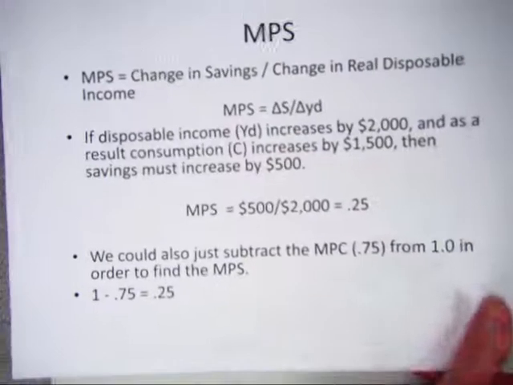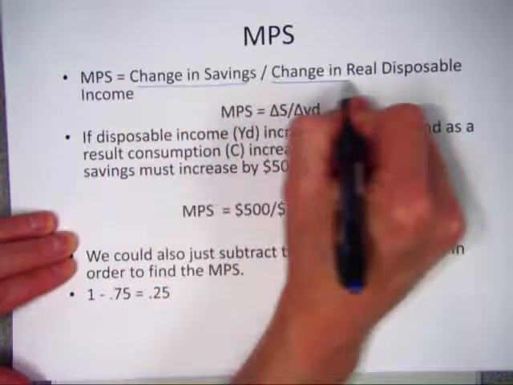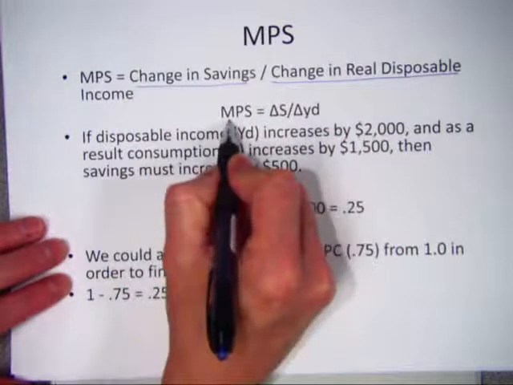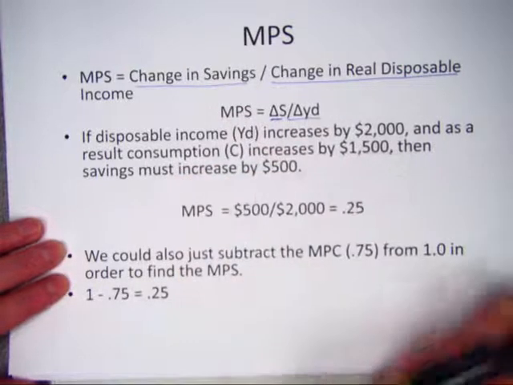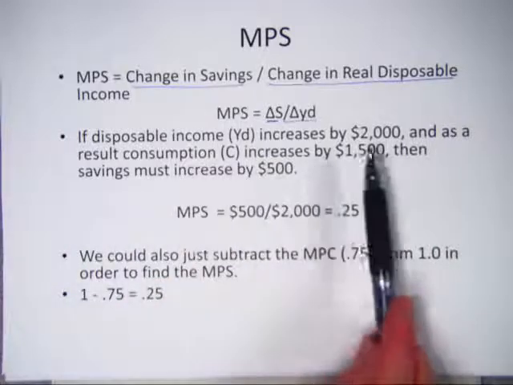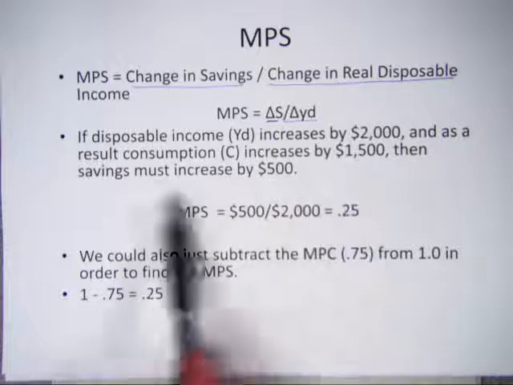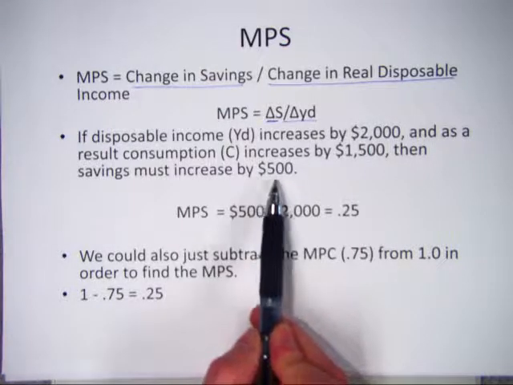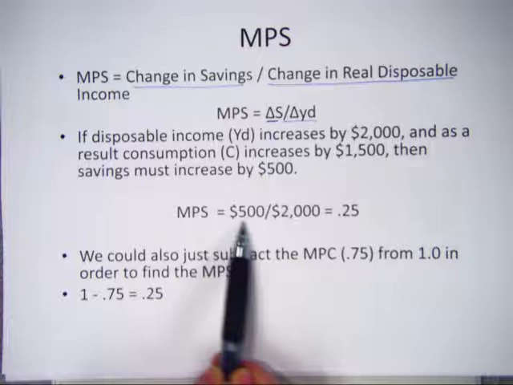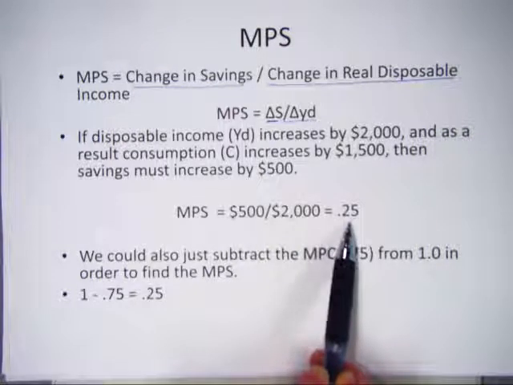Let's look at the MPS. The MPS, again, change in savings divided by the change in real disposable income. The change, delta again meaning change, the change in savings divided by the change in disposable income. If disposable income increases by $2,000 and as a result consumption increases by $1,500, then savings must increase by the difference because savings and consumption have to equal disposable income. So the savings increases by $500. Change in savings divided by the change in disposable income gives us an MPS of 0.25.